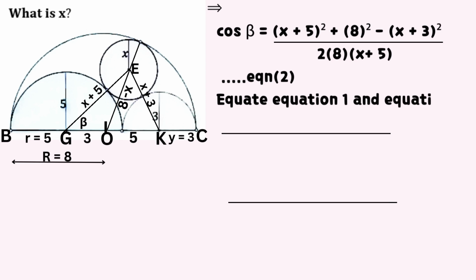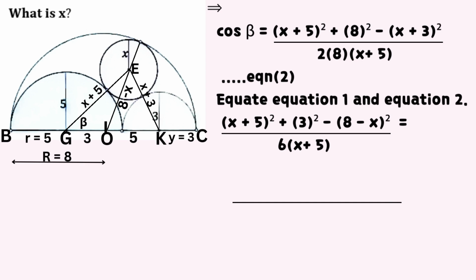It implies that cosine beta equals the sum of the square of x plus 5 and the square of 8, minus the square of x plus 3, all divided by 2 times the product of 8 and x plus 5. We call it equation 2. Equate equation 1 and equation 2. We obtained a new equation in x as shown on the screen.